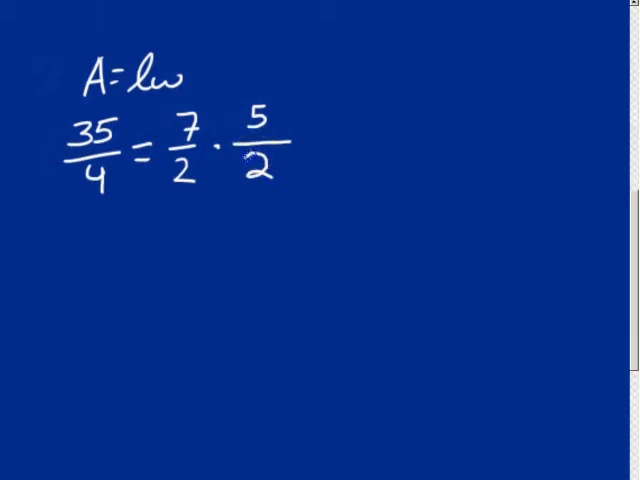So essentially, if you set it up like the equation, A equals LW, area equals length times width, then there's only one fraction that can go here that will go directly to 35/4 if multiplied across. And so that's all that question is asking right there.